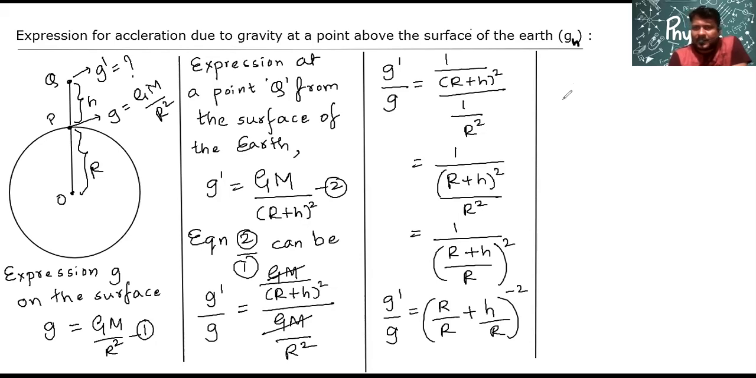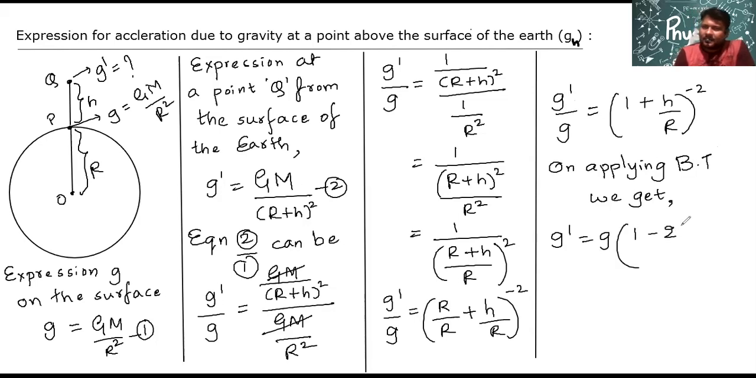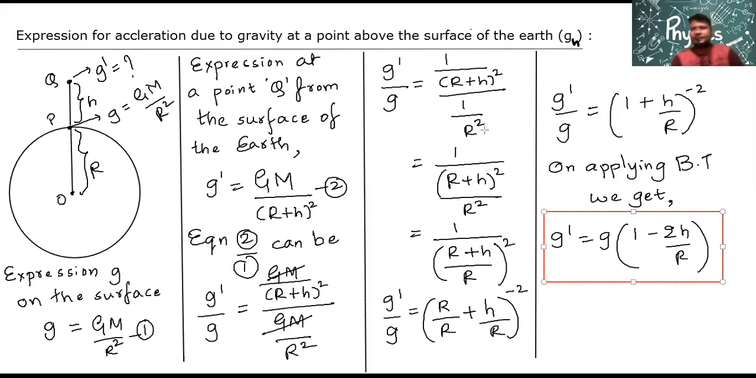Now g dash by g can be taken as it is. So 1 plus h by r raised to minus 2. On applying binomial theorem, we get, okay, what we get? So it can be written as g dash is equal to g into the bracket 1 minus 2h by r. So this is the last expression, and you can keep on mark to this. So this is the right answer.